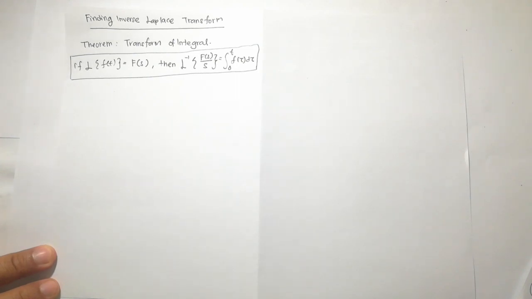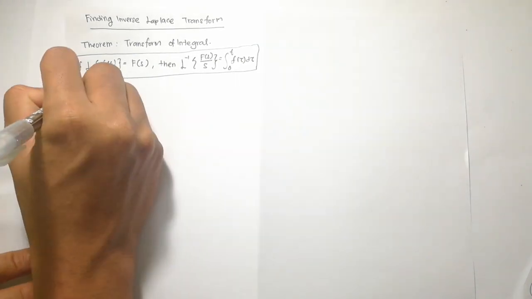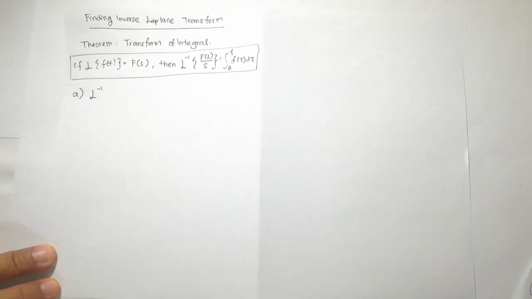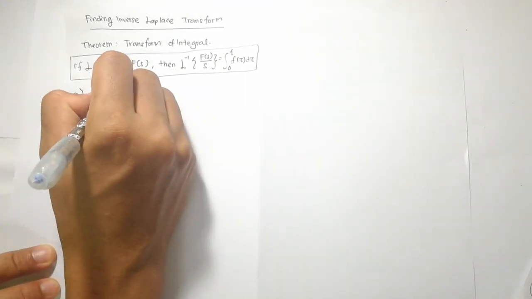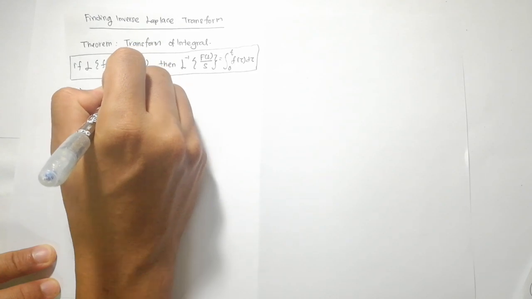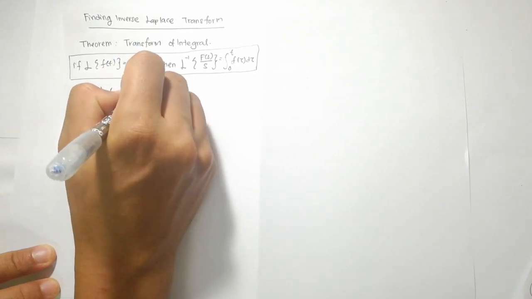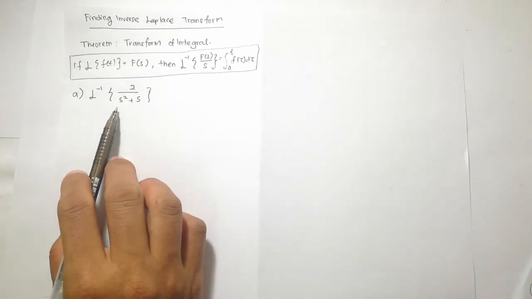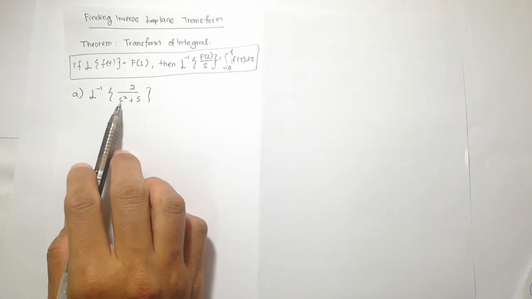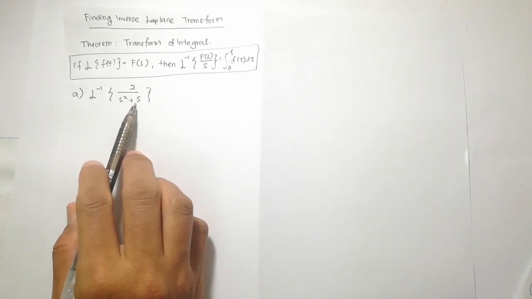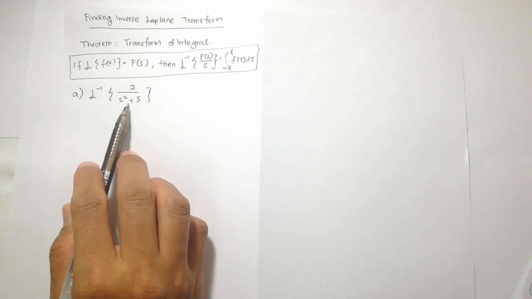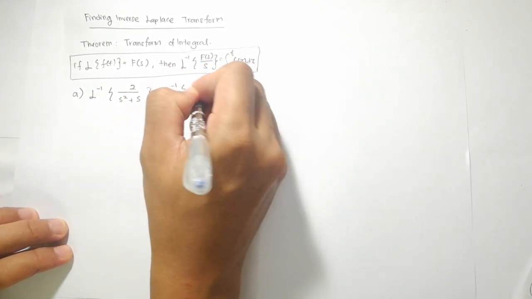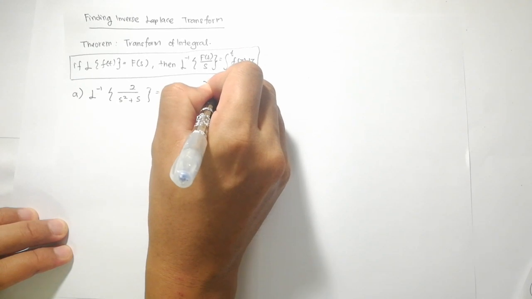So let's take a look at the first question. Question a: we need to find the inverse Laplace transform for 2 over s squared plus s. For this question, the denominator is s squared plus s, so we can factorize it. So this will be equal to the inverse Laplace transform of 2 over s times (s plus 1).